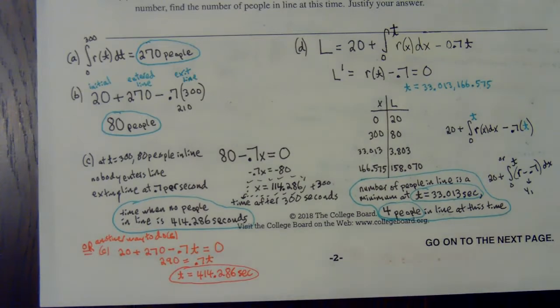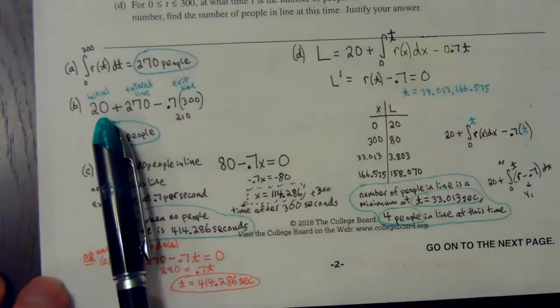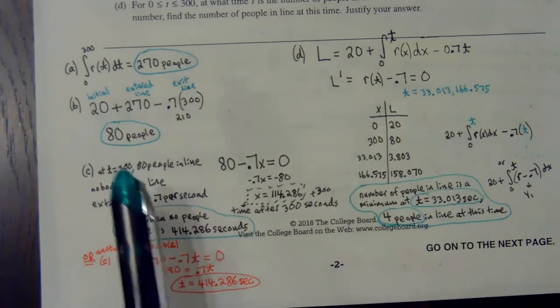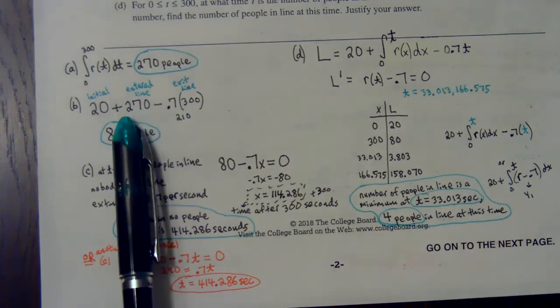Letter B, though, says how many people are in the line at T equals 300. It says there's always people in the line. So when it says how many total people are in the line, you've got to take into account everything, including the initial amount. They tell us at T equals 0, there's 20 people in the line to start with. And then we just calculated that between 0 and 300 seconds, 270 people entered that line for the escalator.